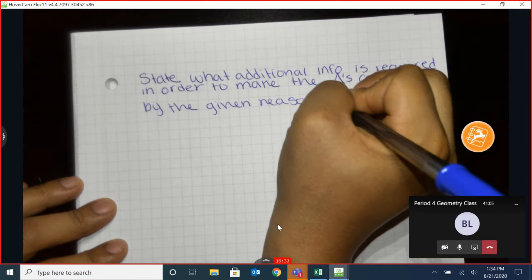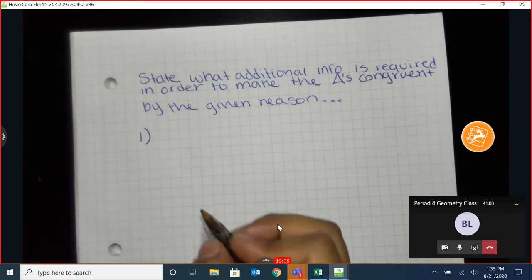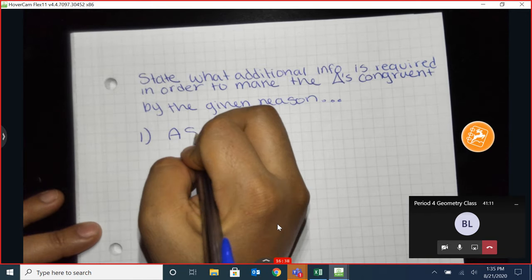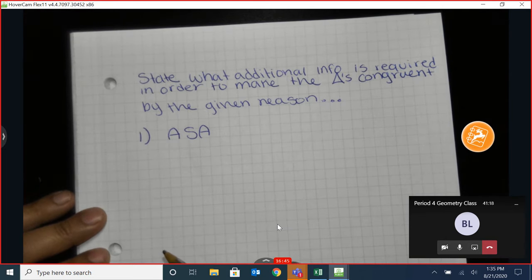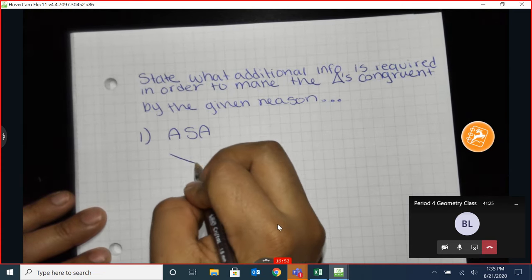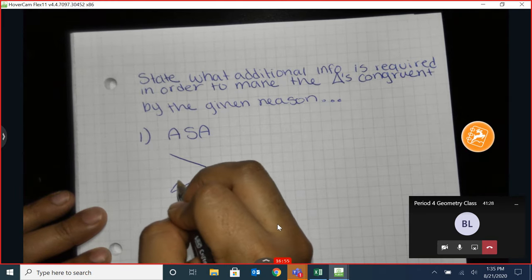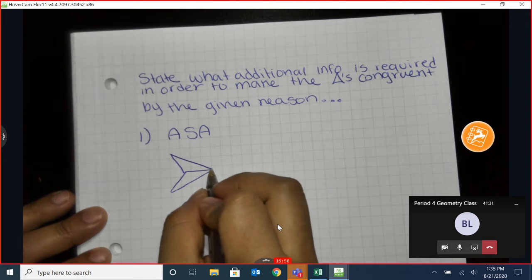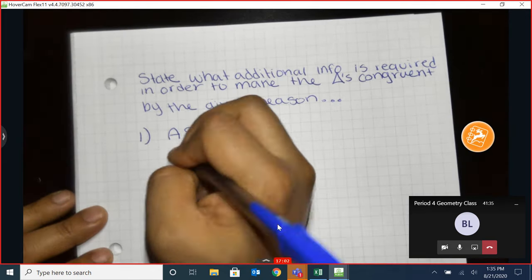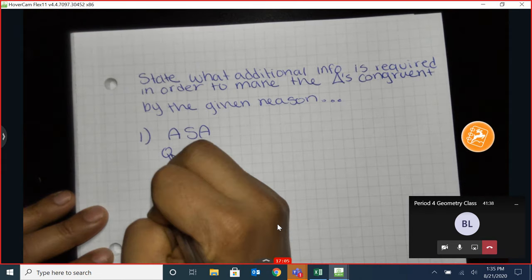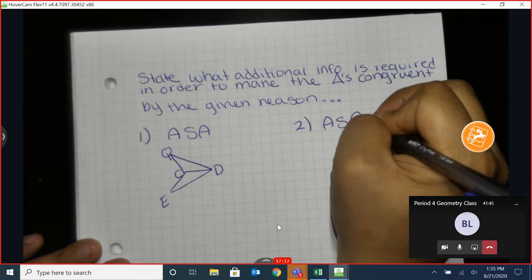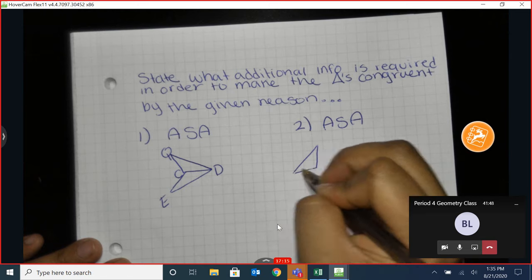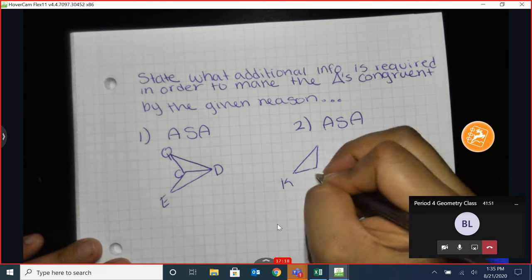So this is what it means. For example, one, it's saying these two triangles must be congruent by angle, side, angle. They're going to give you two pieces of information, and you have to make the third piece so that the triangles become angle, side, angle. So here you have the first triangle, and I'm going to draw all of them and then go back to answer them together. Q, D, E, C. Number two, must be congruent again by angle, side, angle. Now they look like this here. K, L, M.